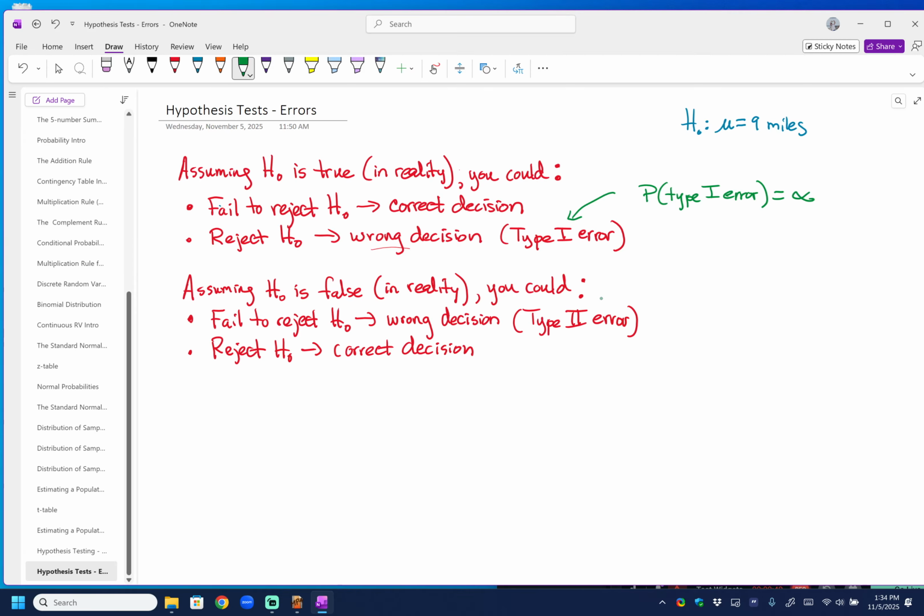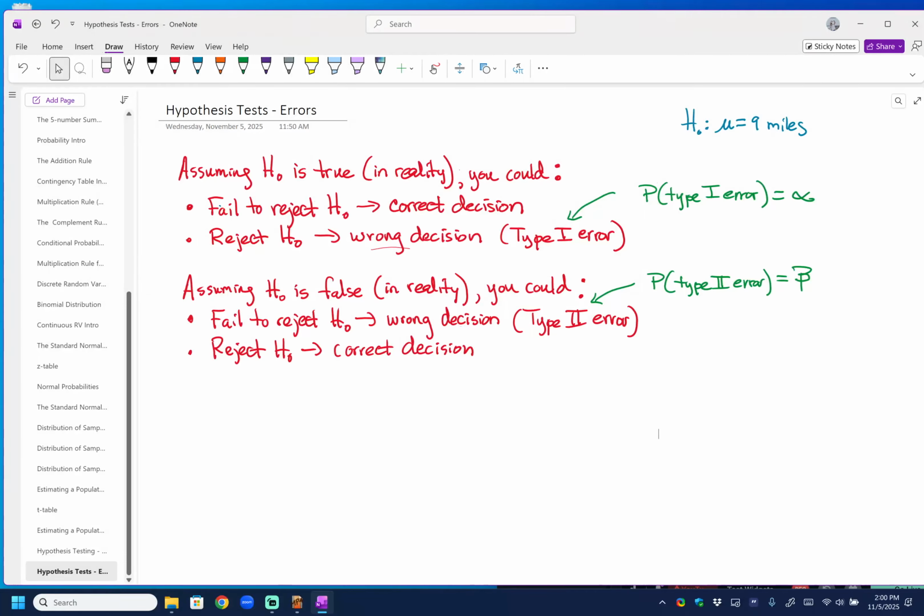Similarly, the probability of a type 2 error will logically be the next letter in the Greek alphabet, which is going to be beta. While you will know alpha at the beginning of every problem, you will not know beta. Beta is a completely separate computation, and it's a bit more complicated. It's something that is usually done in the second course of statistics. You will not know it here.